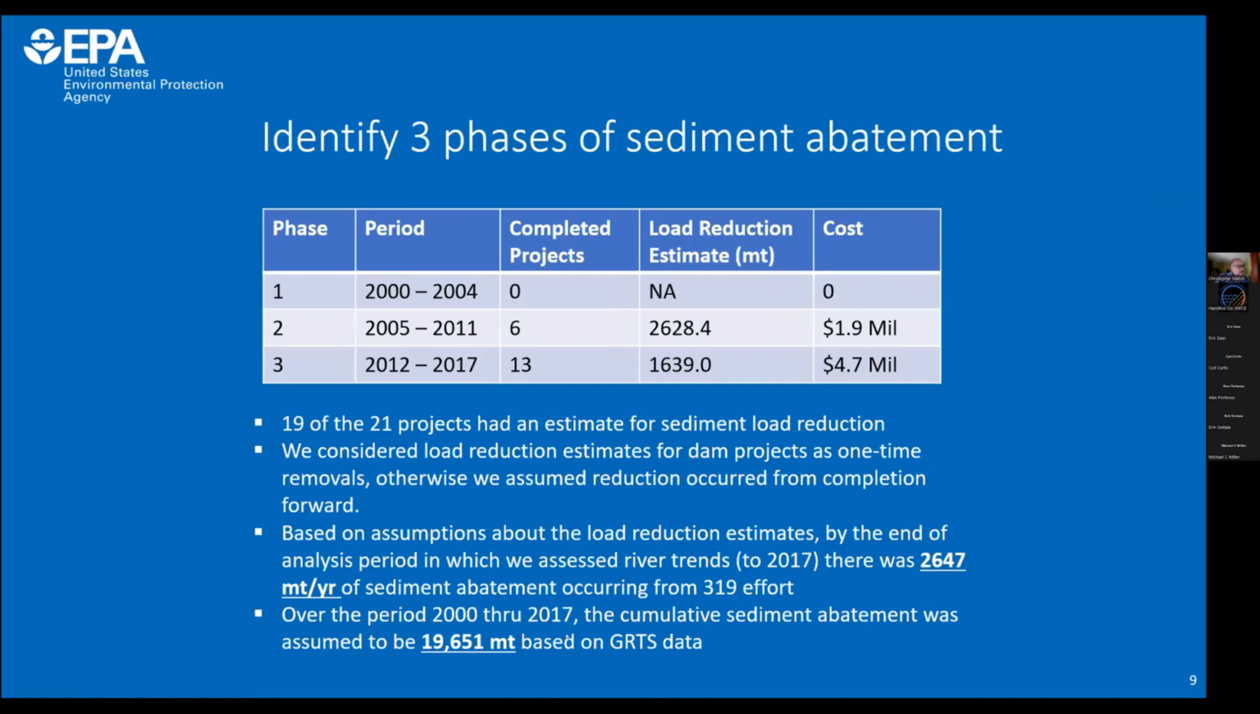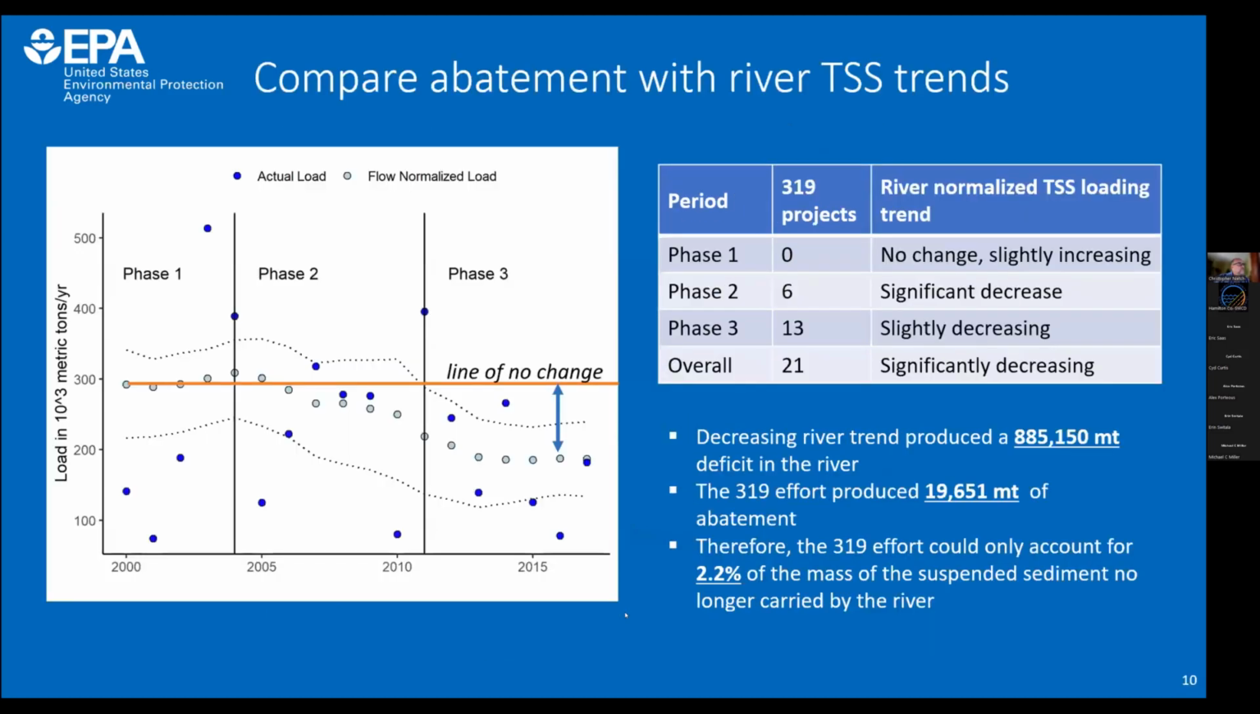So over the period, the cumulative sediment abatement was assumed to be 19,651 metric tons. So if you accumulate over that 2000 to 2017, 19,651 metric tons of sediment had been removed by 319 effort based on estimates from the grids.